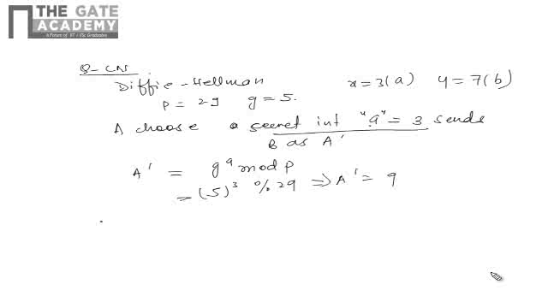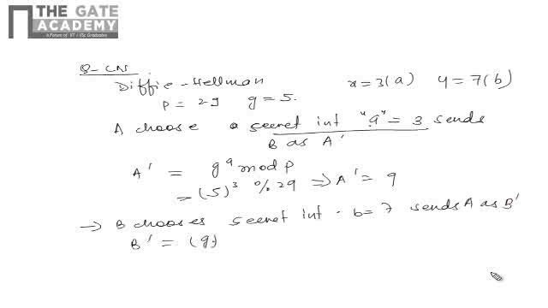Now again B chooses a secret integer B as 7 and sends A as B dash. So what will be B dash then? G to the power of B mod P. So this will be 5 to the power of 7 modulus of 29. So this value will be 28.